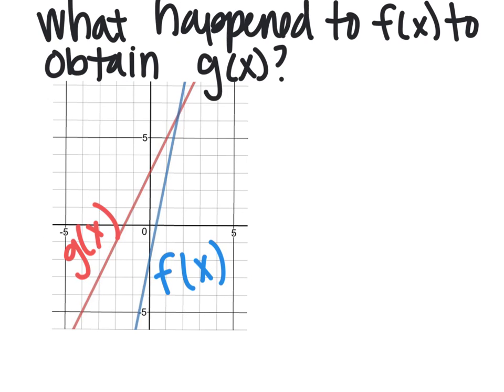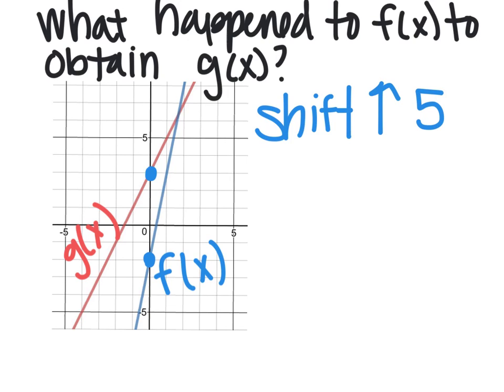So our next question says, what happened to f of x to obtain g of x? If we look, f of x is the blue graph, g of x is the red graph. One thing that happened is their y-intercepts are different. So that tells us that the graph shifted. If it started at f of x and it went to g of x, it went up 1, 2, 3, 4, 5 units. So it shifted up 5 units. That's one thing that happened.